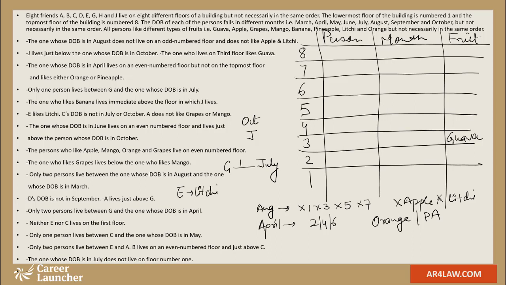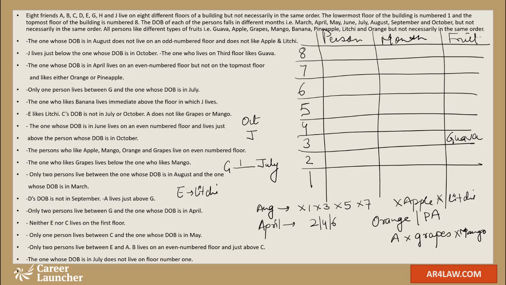C's date of birth is not in July or October. A does not like mangoes or grapes. So A does not like grapes or mangoes. There's a lot of negative information in this, or negative data in this particular question.